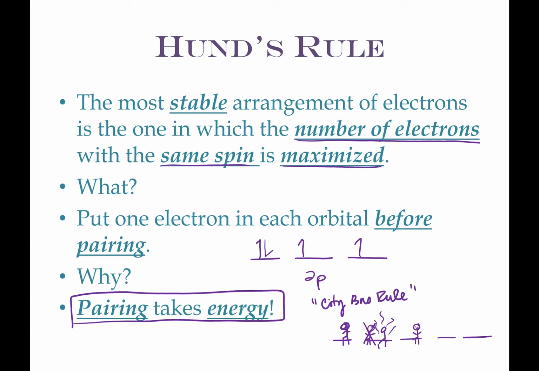So Hund's rule is a lot like riding the bus. We get our own orbital, and then once we have to, we're going to pair.